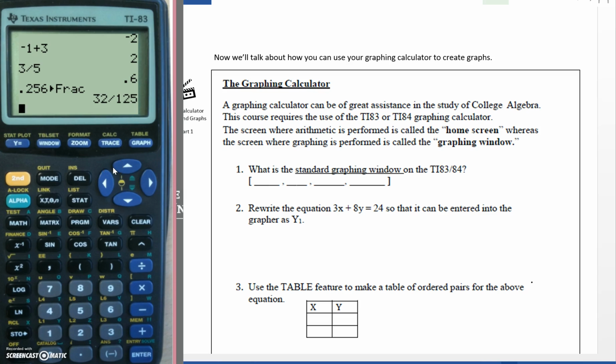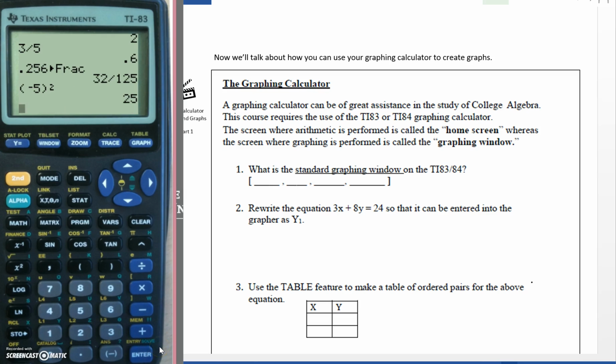One other thing to keep in mind, if you want to square a negative number, make sure you put it in parentheses first. So if we wanted to do -5 squared, we put -5 in parentheses, and then this little x squared button will square it.